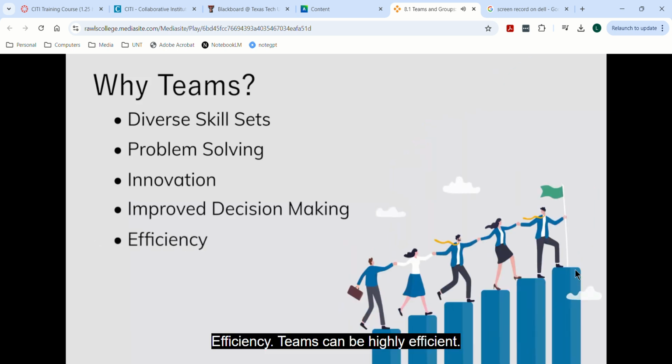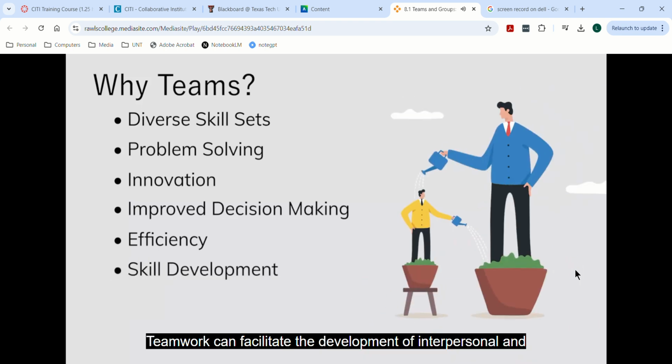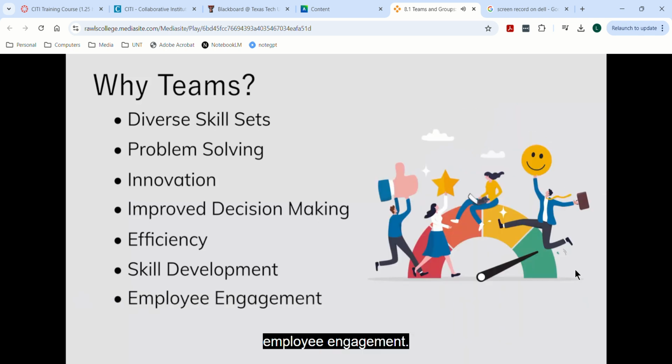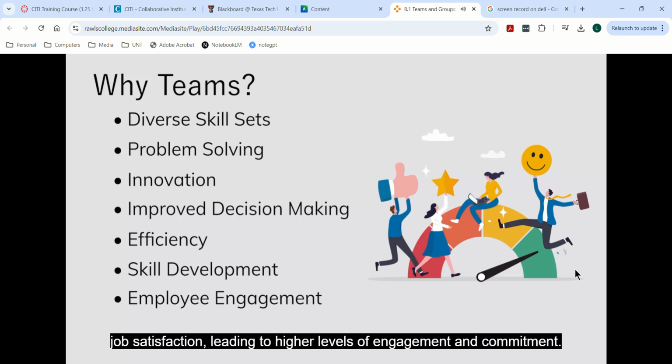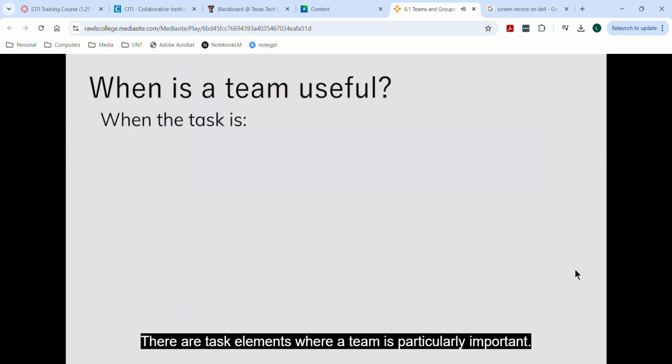Efficiency. Teams can be highly efficient. They can distribute the workload, making it possible to accomplish tasks and projects more efficiently and quickly. Skill development. Teamwork can facilitate the development of interpersonal and communication skills, as well as leadership and collaboration abilities. Employee engagement. Finally, working in teams can boost employee morale and job satisfaction, leading to higher levels of engagement and commitment. There are task elements where a team is particularly important.